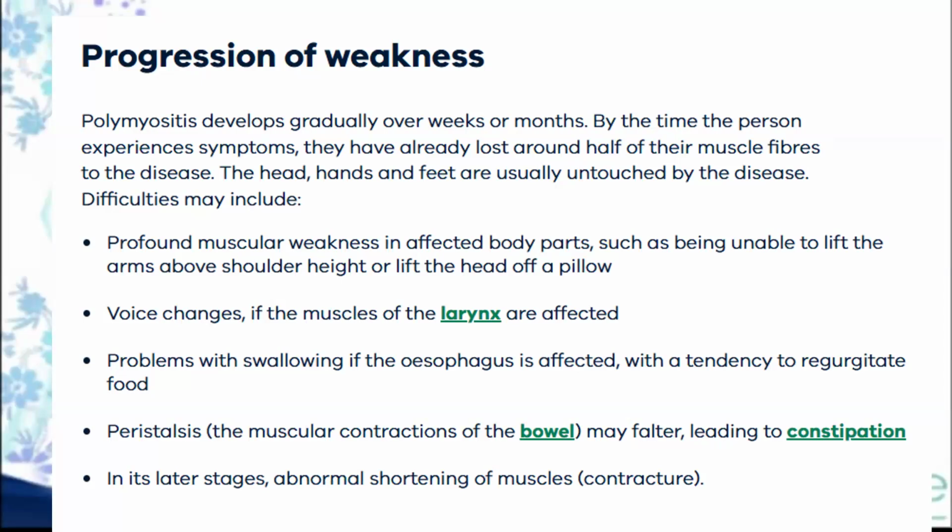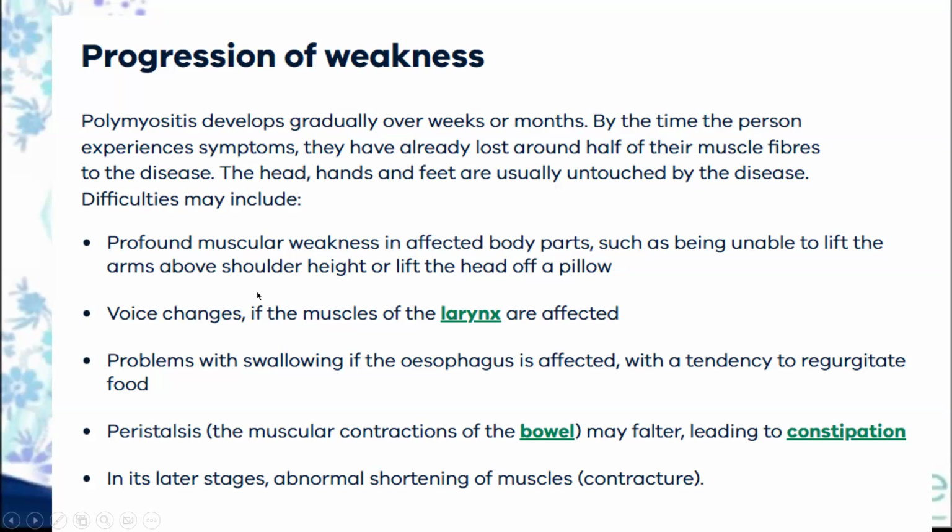And by the time the person experiences the symptoms, they have already lost around half of their muscle fibers to the disease. So they develop symptoms only after most of their muscle fibers have been destroyed. So the head, hands, and feet are usually untouched by the disease. So they will generally come with shoulder and hip joint problems. There will be profound muscular weakness, unable to lift the arms above shoulder height or lift the head off a pillow.